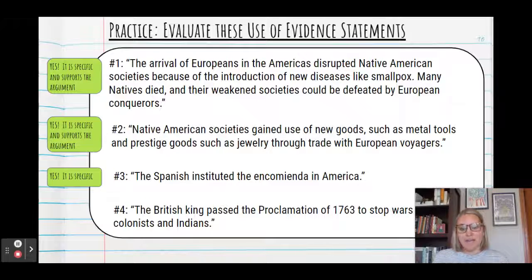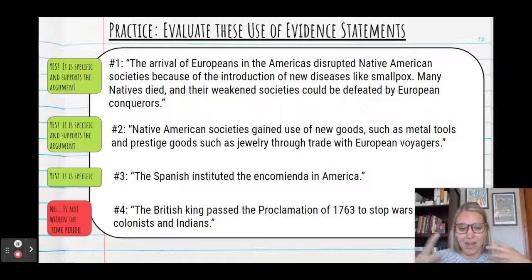The British king passed the Proclamation of 1763 to stop wars between colonists and Indians. It's specific, but it's wrong. It is not within the time period. This is probably the biggest thing I see with outside evidence. The biggest error that I see is that students are using evidence outside of the time period. So while this isn't a class where you have to memorize a whole bunch of dates, you do need to pay attention to chronology. And also, this says Proclamation of 1763, where the prompt is clearly until 1607. So just make sure you're paying attention to those specific dates and not making a simple error like you see here.